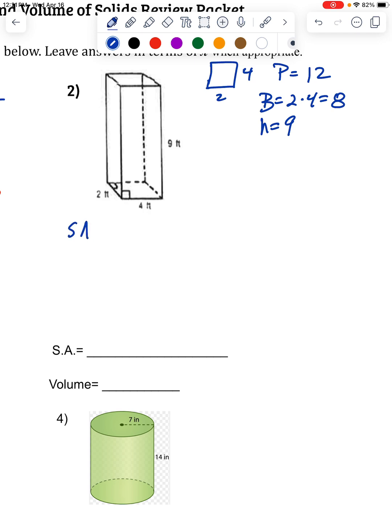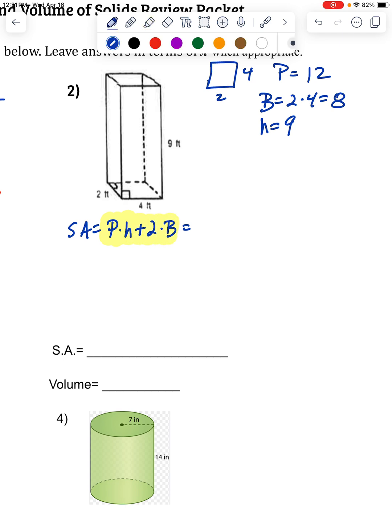So here we go. Surface area equals perimeter of the base times the height plus 2 times the area of the base. You don't have to write this down every single time. I'm just doing it so you know where I'm getting my numbers from.